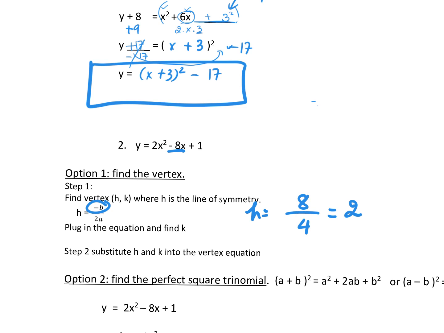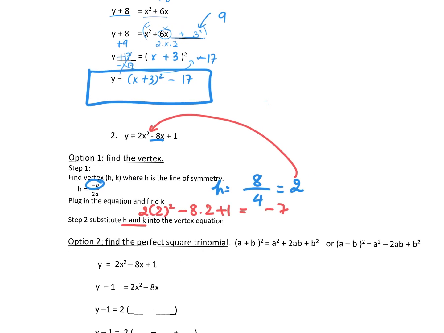To find k, now that we have h, we're going to plug it back in here. So 2 times 2 squared minus 8 times 2 plus 1. You can use the calculator to help you. 2 squared is 4. 2 times 4 is 8, minus 16, plus 1, and you will get negative 7. Okay, I'm going to double check my work. Then we're going to plug h and k into the vertex equation, and then we're done.